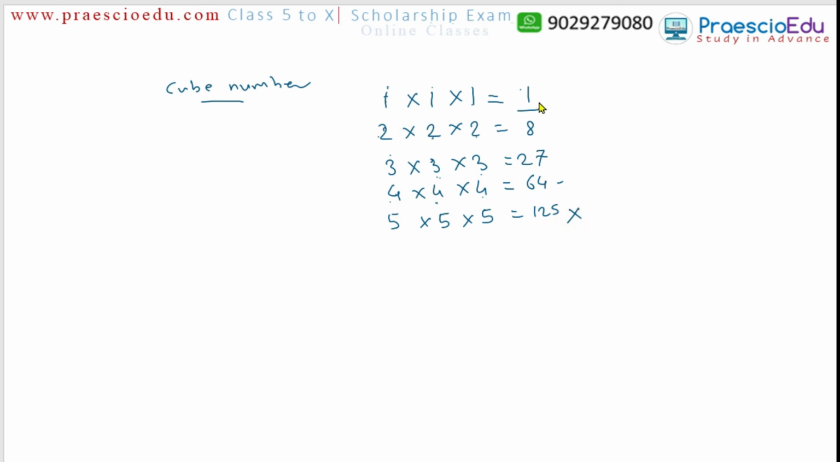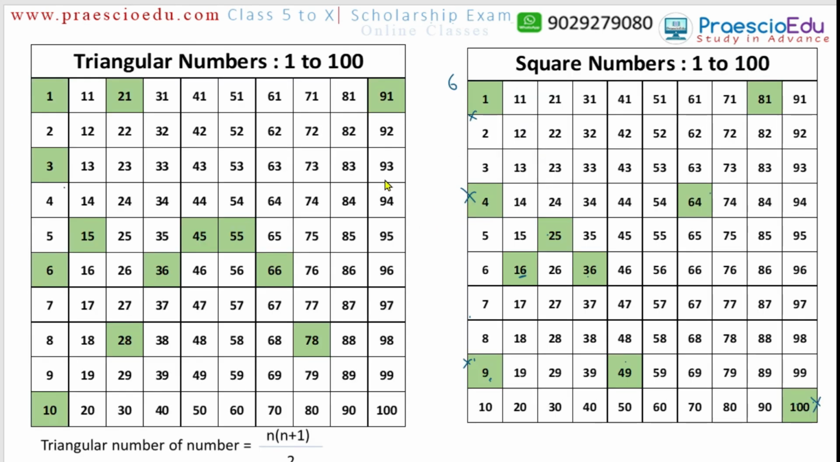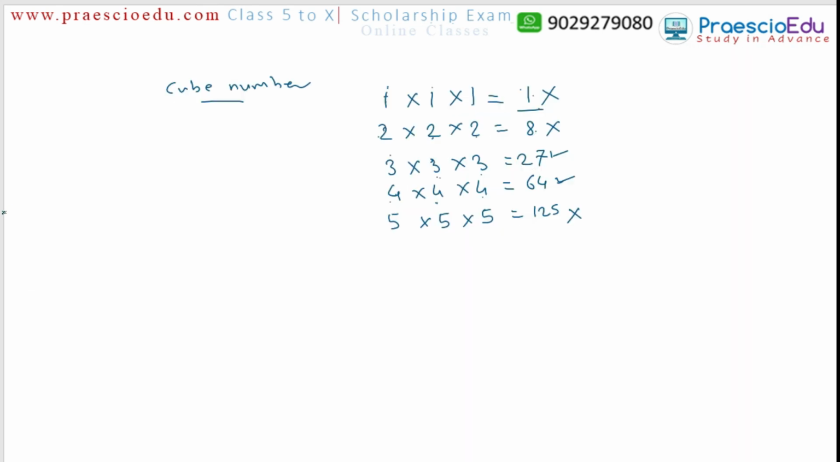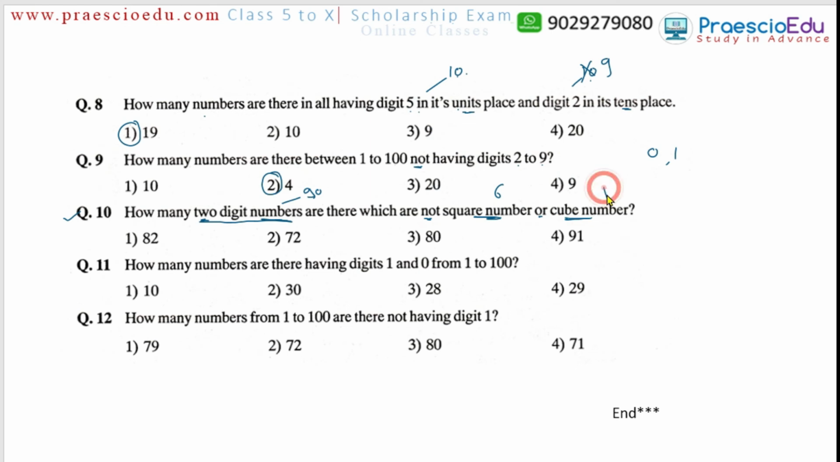And single digit, or we can say one digit numbers, should also not be considered. So 1 and 8 should not be considered. Now only 27 and 64 remain. But 64, if you see, we have already counted for the square numbers, so 64 here should not be counted. So only 27 we can count for the cube number. So here only 1, so the counting comes 1.